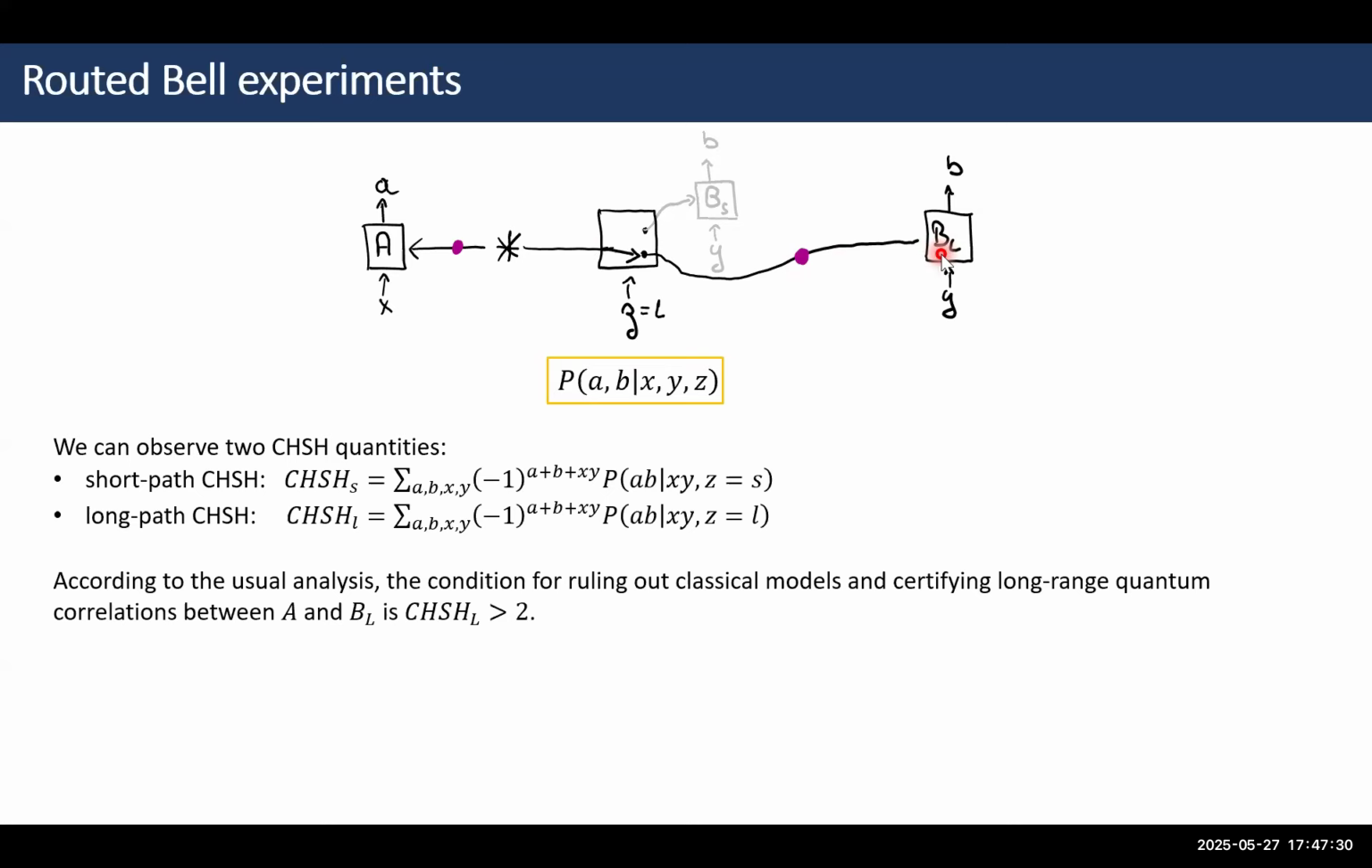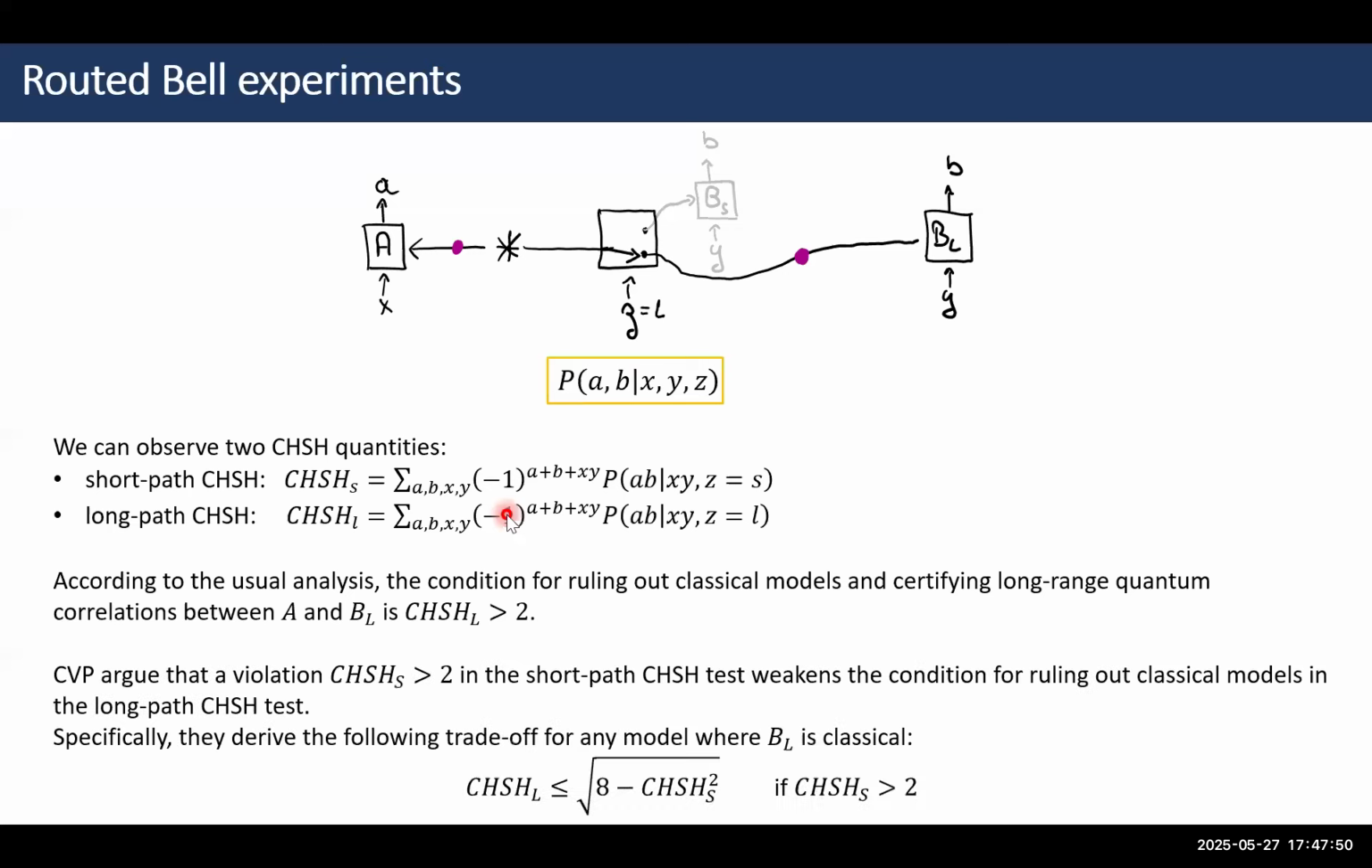Now, if we do a standard analysis, like in a standard Bell experiment, and we observe this long path CHSH value, the condition to rule out a classical model is that this CHSH value has to be bigger than 2. Okay, 2 is the classical bound. However, in their paper, Pawlowski and his collaborator argue that if you actually observe a violation of the short path CHSH value, then this will weaken the condition for ruling out a classical model in the long path.